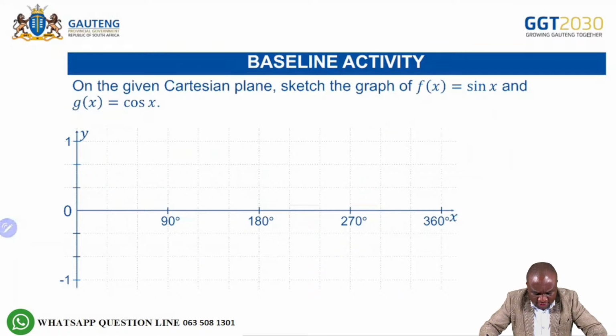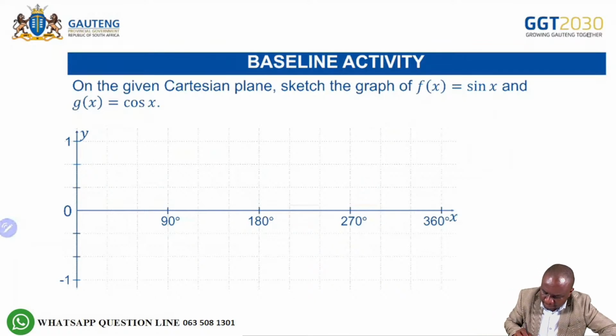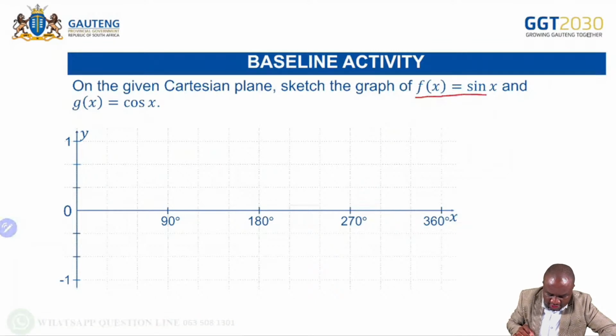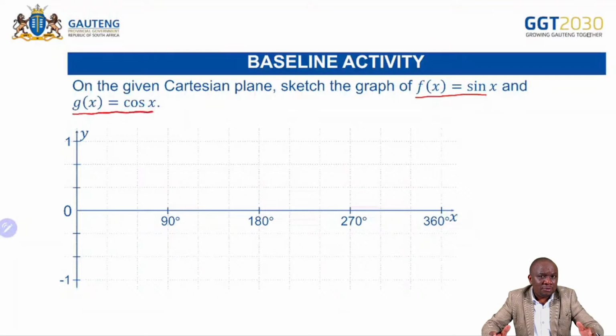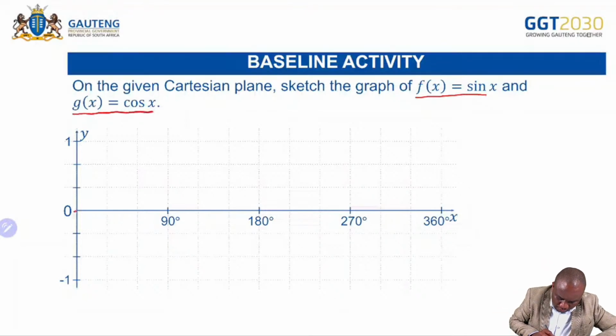On the given Cartesian plane, sketch the graph of f of x is equal to sine x and g of x is equal to cos x. Now, I'm going to give you 5 minutes because you have to draw the Cartesian plane and then draw the two graphs. Don't use the table values. By now, I want you to know where is cos 0. We're using these 5 points. 1, 2, 3, 4, 5.